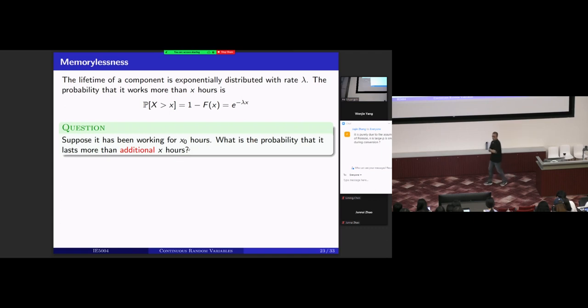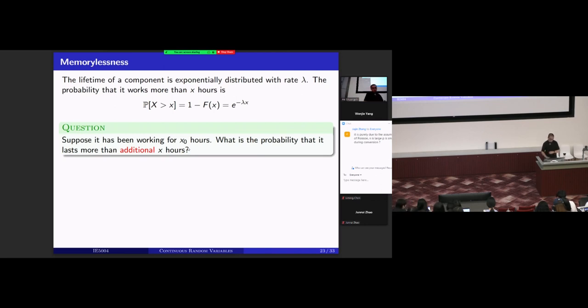But on this slide, I explained that using another example. So if we consider the lifetime of a component or a machine part or something, suppose that it follows an exponential distribution with rate lambda.